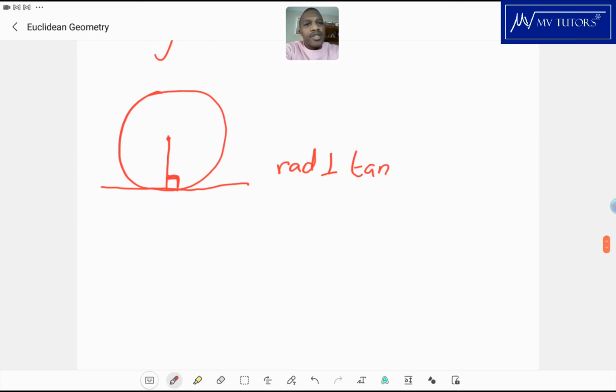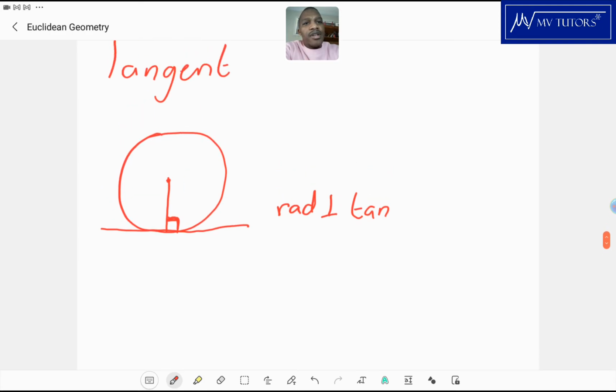That's it. Now, it doesn't matter where the radius and tangents are. You can have the radius there and your tangent there. It's still going to be 90. You can have your radius there and your tangent there. It's still going to be 90 degrees, which is perpendicular.